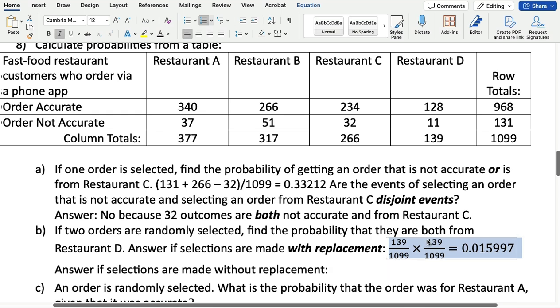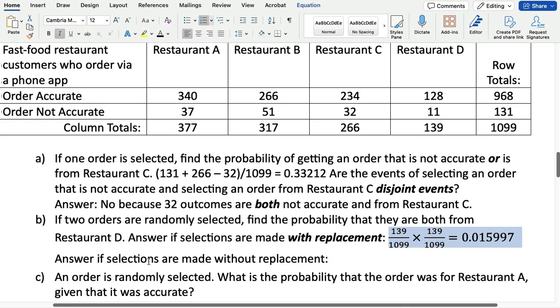Multiply that by another order being from restaurant D. And again, see that the numbers didn't change because it's with replacement. So I put that order back in the file folders, and we're just randomly selecting one again, and it's still 139 out of 1,099 chance of selecting it. So when we multiply those together, we get 0.015997. So it's approximately a 1.6% chance, which is pretty unlikely, pretty rare.